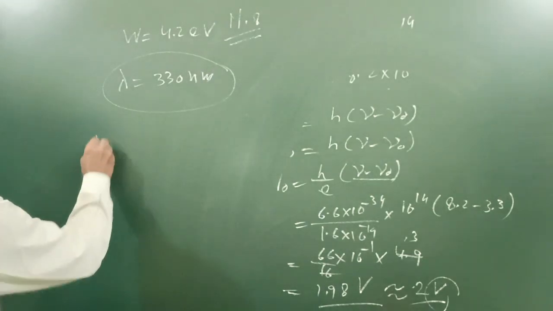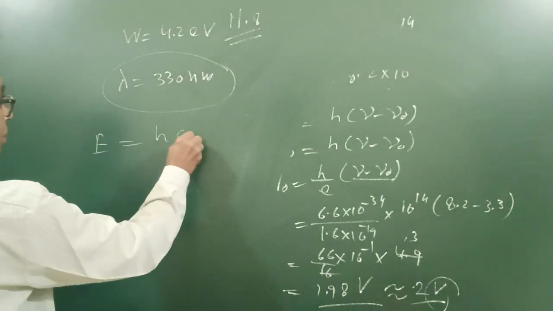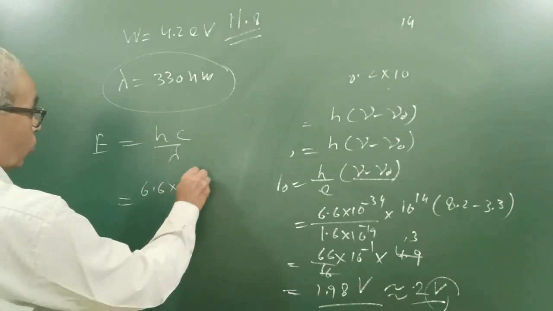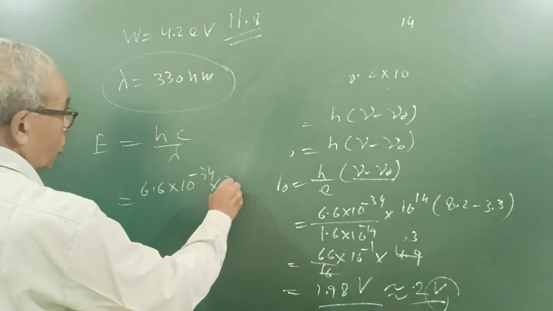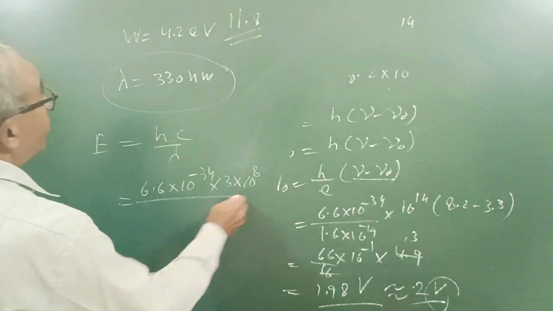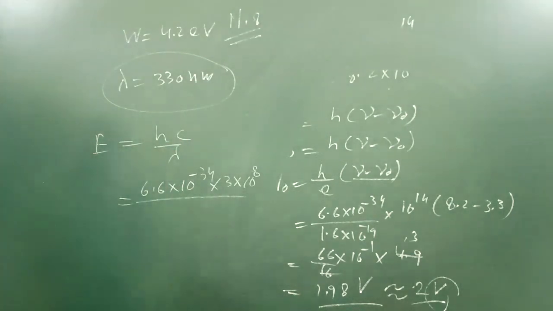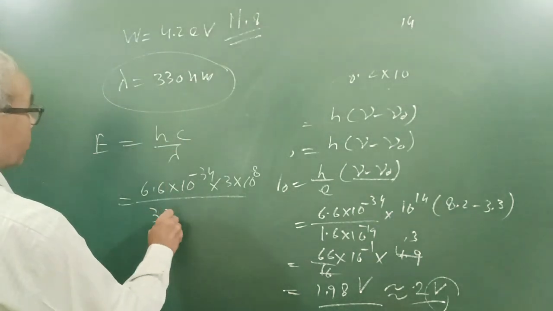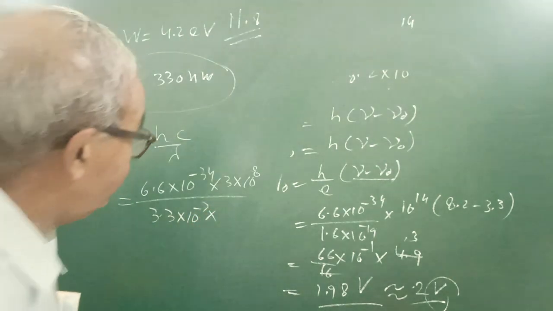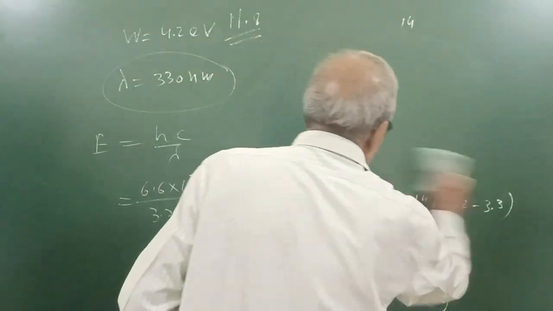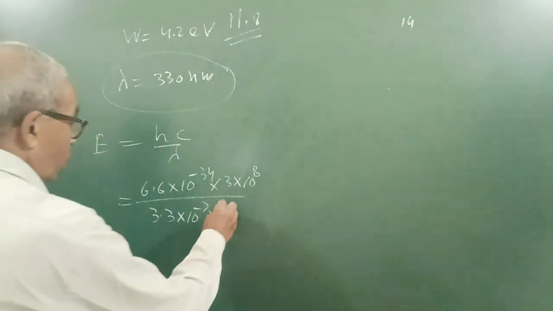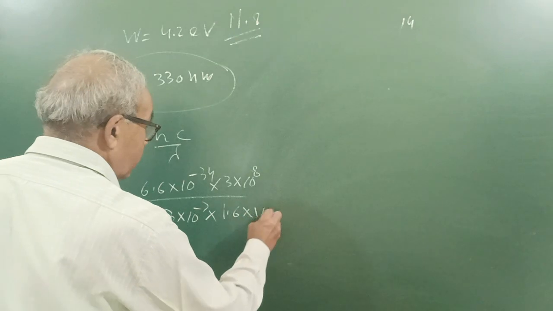So the energy of a photon of this wavelength is hc upon lambda, very simple. 6.6 × 10^-34 × 3 × 10^8 upon lambda, which is 3.3 × 10^-7 meter. Convert this energy into joule, dividing by 1.6 × 10^-19.